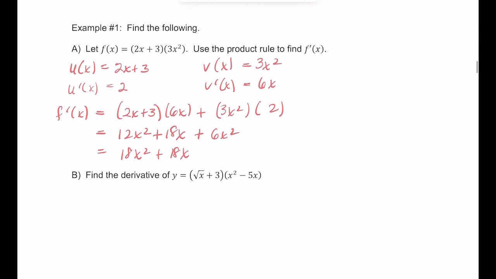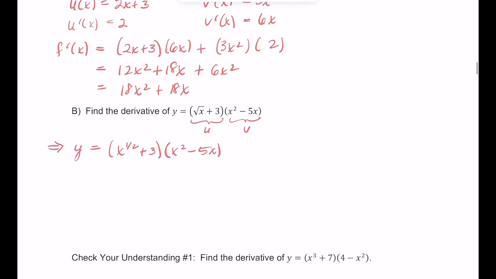Okay, let's try another one. So here we have y equals the square root of x plus 3 times x squared minus 5x. So I'm going to let this first part be u and the second part be v. And I'm going to rewrite this. So I'm going to write the square root as x to the 1/2. And I'm going to leave the x squared minus 5x alone.